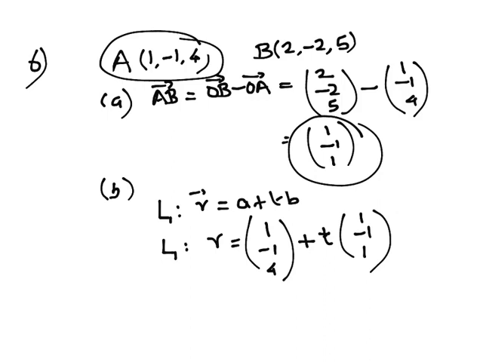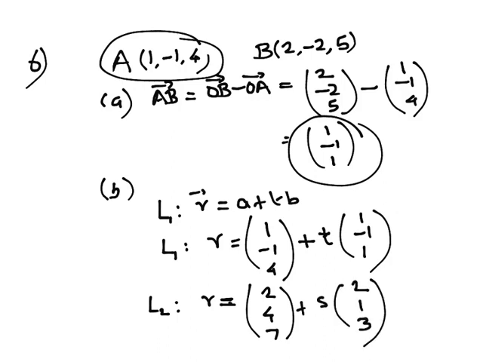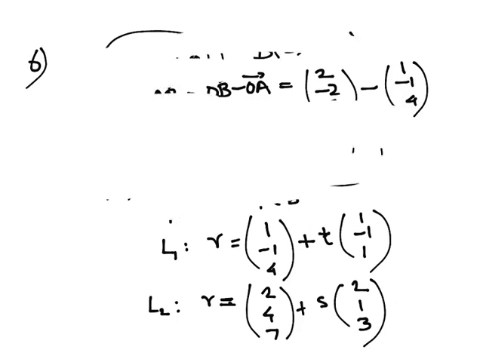Fine. And they've given you another equation, L2 colon R equal to (2, 4, 7) plus s times (2, 1, 3). Right? So you have two different lines, L1 and L2. So the third question is find the angle between L1 and L2. Okay, I'll erase the rest. So I need to find the angle between L1 and L2.